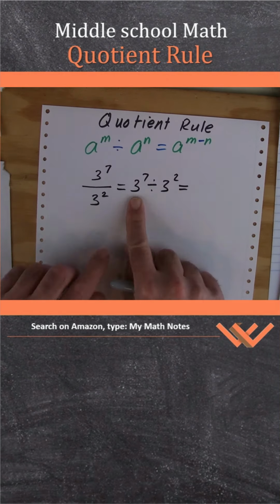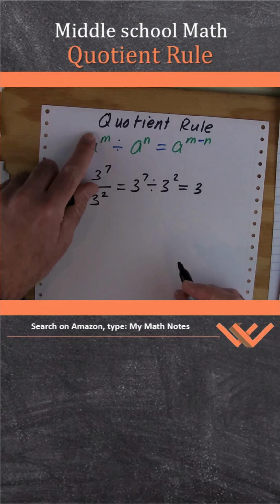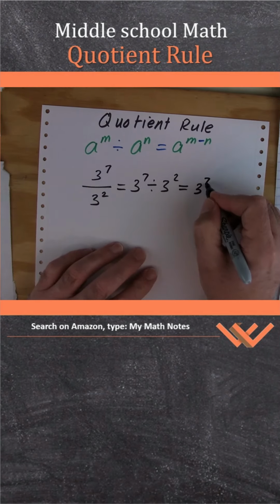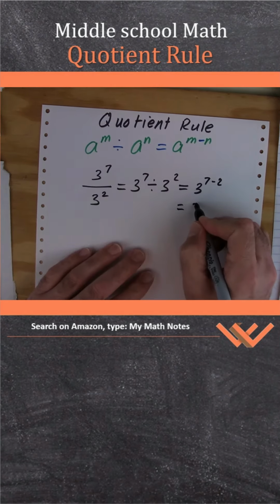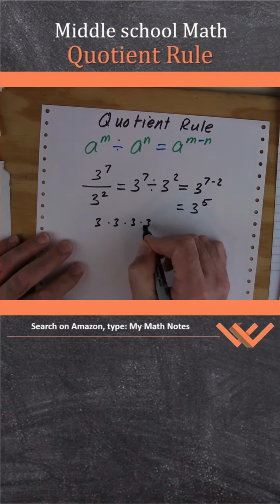And we know, since the bases are the same, I'm going to write down the base here as 3, and I have 7 here first and then 2 second, so it's going to be 7 minus 2, and that is equal to 3 to the 5th. 3 times 3 times 3 times 3 times 3.